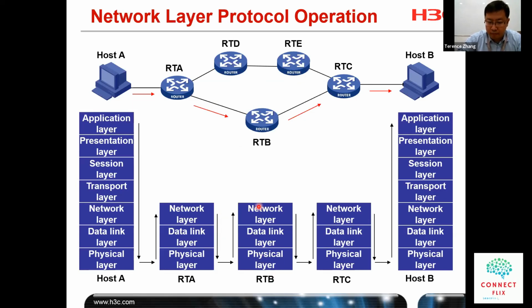So router B will do the same, de-encapsulate by network layer, and so on through router C. Finally, host B will de-encapsulate up to application layer, because host B is the real destination. So destination will de-encapsulate to the final application layer. So this process finished the communication between host A and host B.